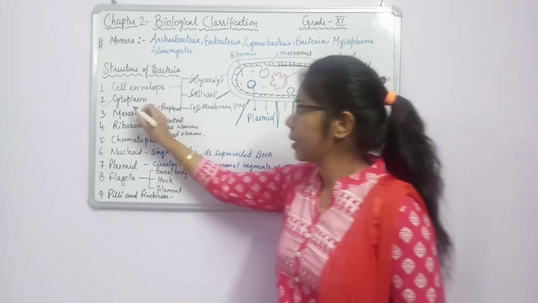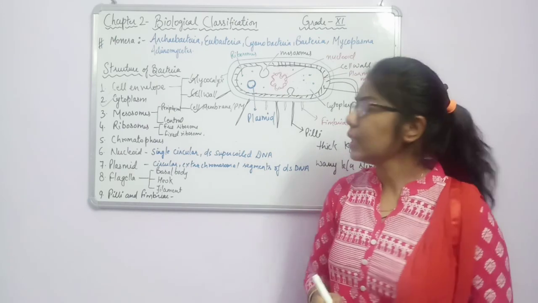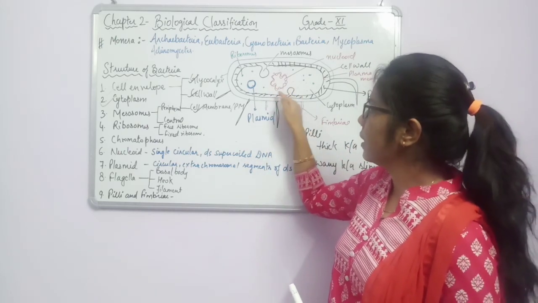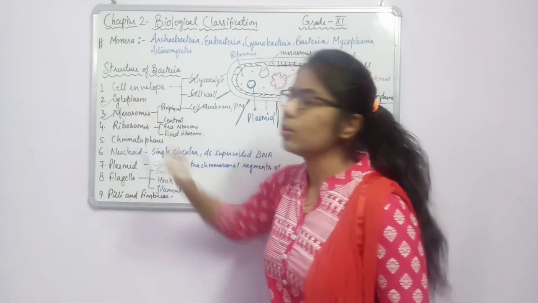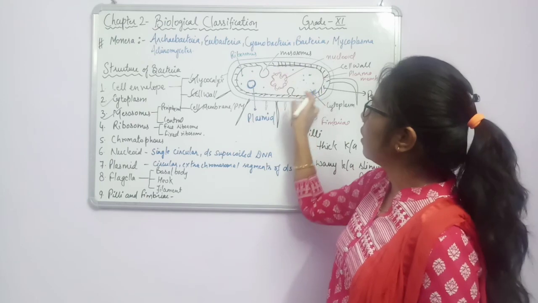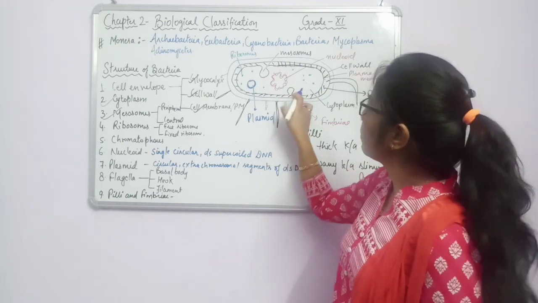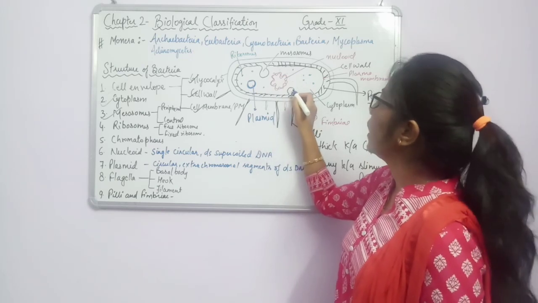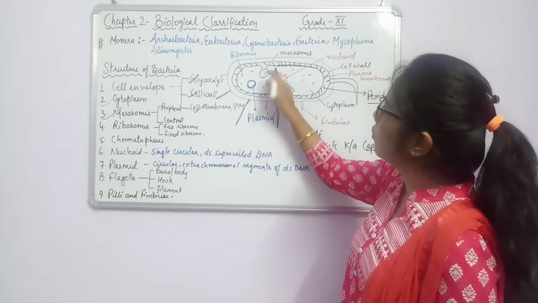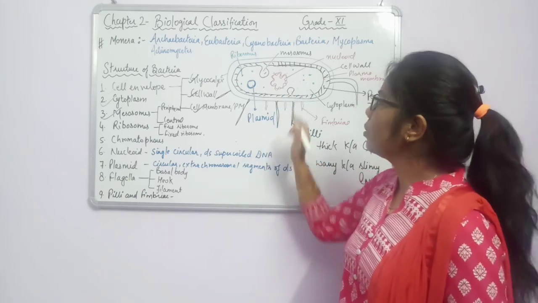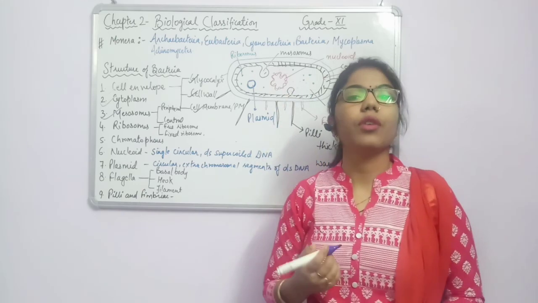Along with these characteristics, if you see the cytoplasm, inner to that there is another structure, the mesosome. Mesosomes are the infoldings of the plasma membrane. When this plasma membrane gets infolded inwardly, what will it form? It will form mesosome. I have shown here, this one is a mesosome and this one is also a mesosome. Now, what's the function of this mesosome?